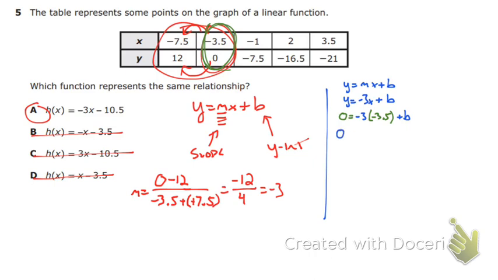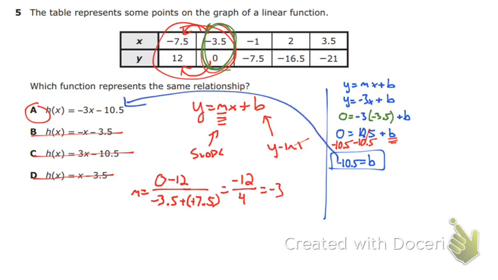So I have that 0 equals negative 3 times negative 3.5, which is going to be 10.5, plus b, and then we're just going to solve for this b because we're trying to figure out that y-intercept. So I'm going to subtract 10.5 from each side of my equation, and I would get that b is negative 10.5. And so that's how we could have calculated the y-intercept, although we didn't really need to in this case because we only had one equation that had the correct slope.